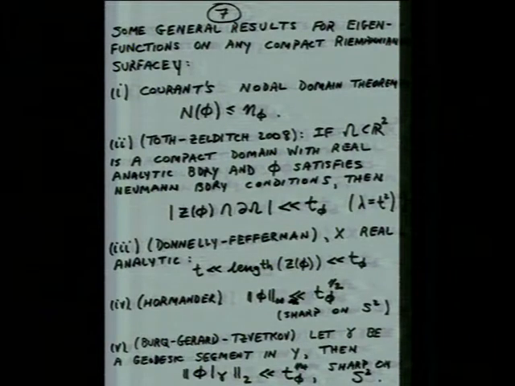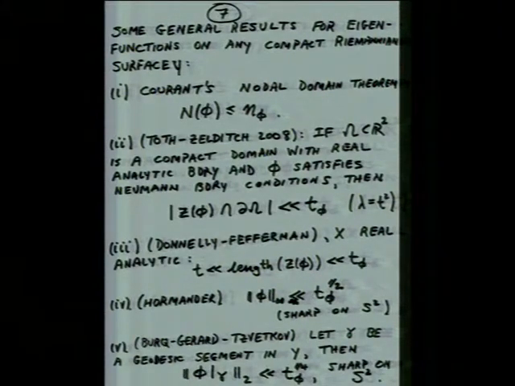There is a beautiful theorem of Toth and Zelditch, which is much more recent. This is, of course, 1920-something. I just want to point out the setting. The setting would be the plane: take a compact domain omega in the plane with real analytic boundary, and write down the eigenvalue equation, Laplacian phi plus lambda phi equals zero, with Neumann boundary conditions. So on the boundary, the normal derivative of the function must be zero. That's a self-adjoint problem. You get eigenfunctions and eigenvalues, and you can ask, how often does the zero set, the nodal set, touch the boundary?